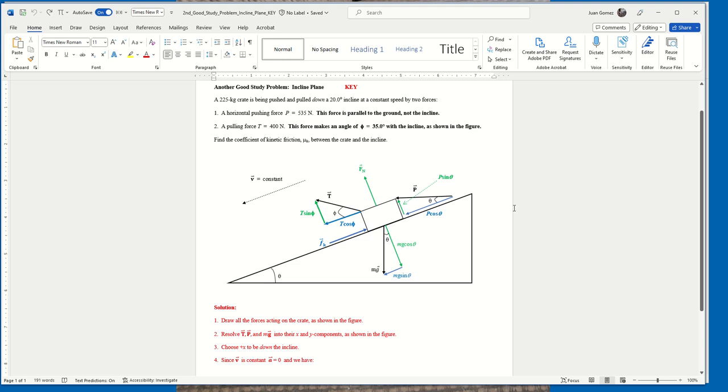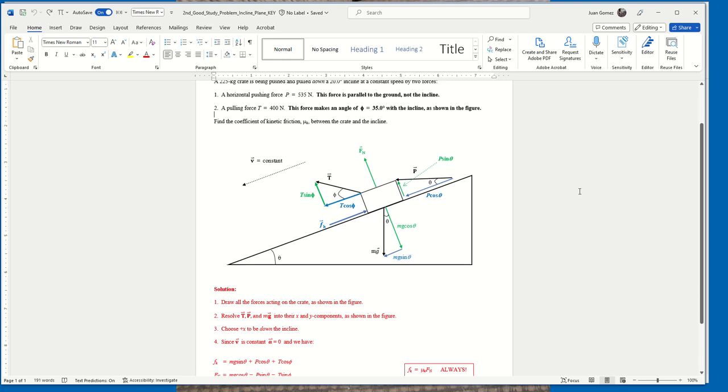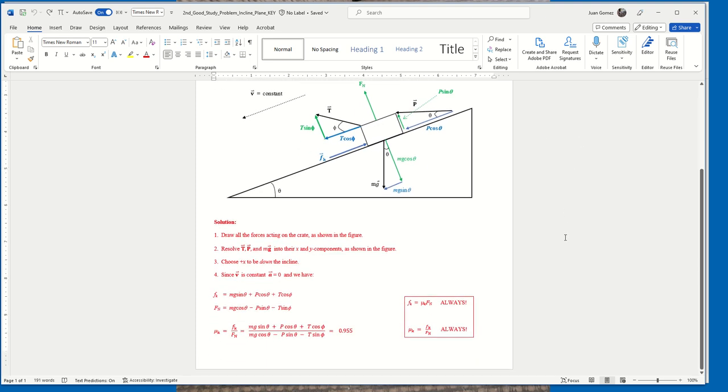Now in the y direction, just as drawn, Fn, T sine phi, and P sine theta, those three are positive. Mg cosine theta is negative. Now remember, the speed is constant, meaning that the acceleration is zero. So again, for each direction, the positives must equal the negatives. That's when you apply Newton's second law.